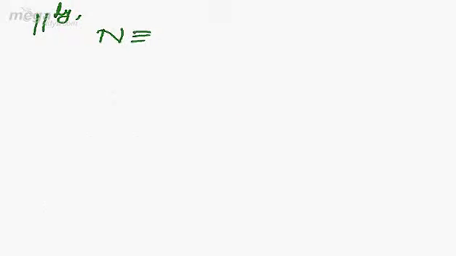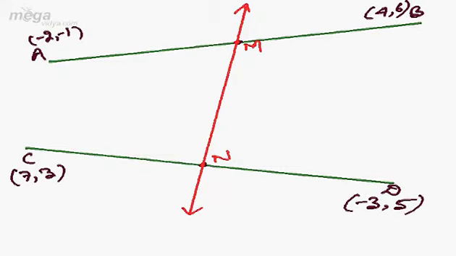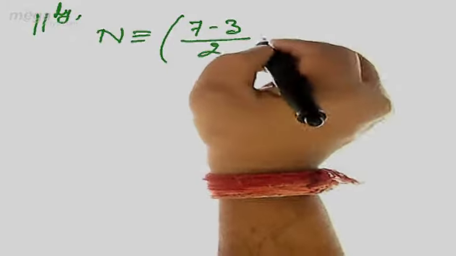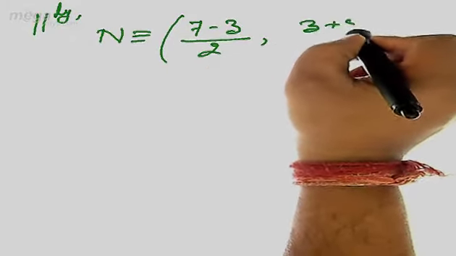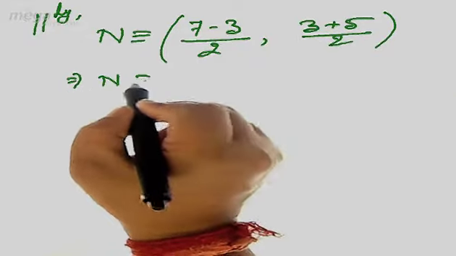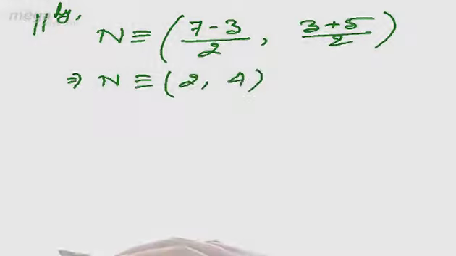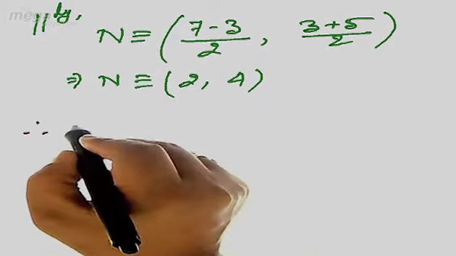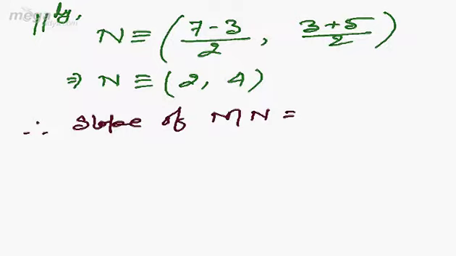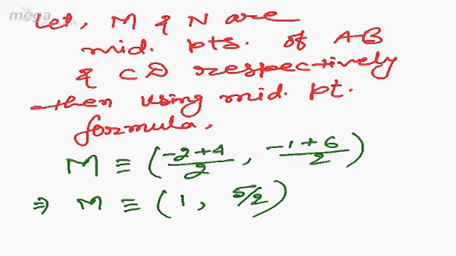Now we will find the coordinates of N using the same midpoint formula, because N is the midpoint of CD. So it will be (7 - 3)/2 and (3 + 5)/2, and the coordinates of N become (2, 4).